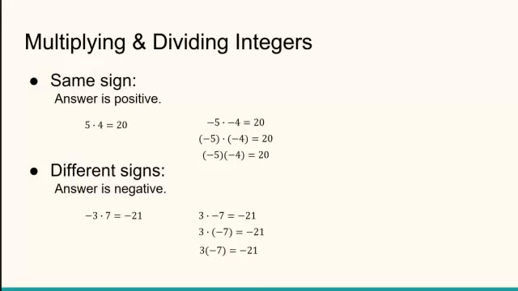When multiplying and dividing integers, we need to remember that if we have the same sign, the answer is positive. So let's look at a couple of examples of this. 5 times 4. Notice how 5 is positive, 4 is positive. The signs are the same. The answer is positive. The answer is positive 20.